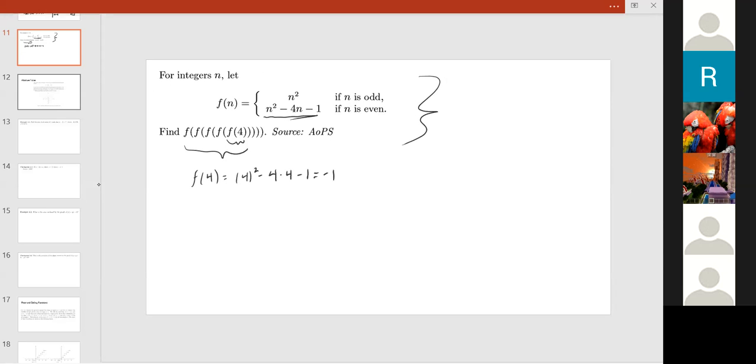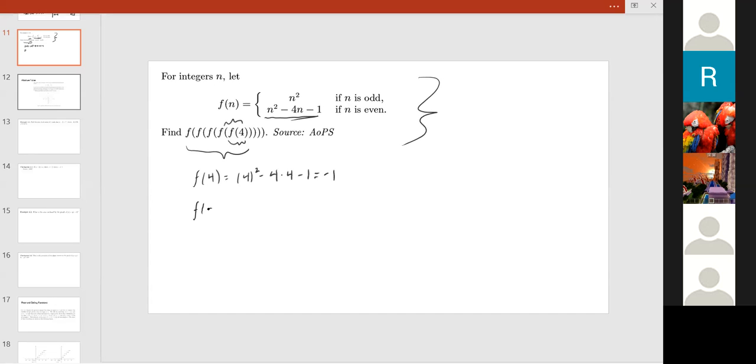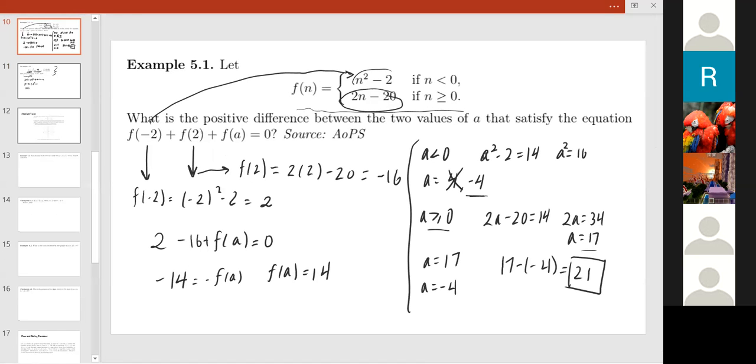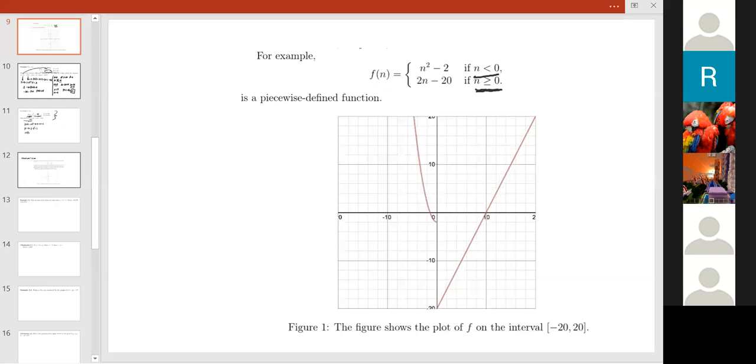So now, to find this part, we want to find f of negative 1. Since negative 1 is odd, we use this part of the function. So we get this is equal to negative 1 squared, which is 1. Now to find this part, we find f of 1, which again 1 is odd, so this would be 1 squared.